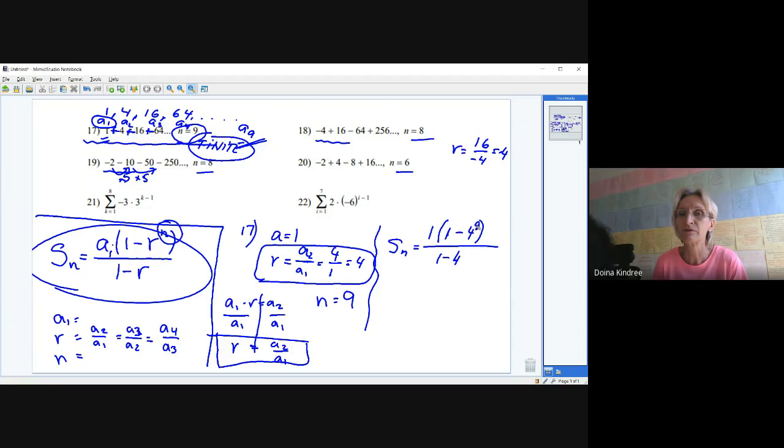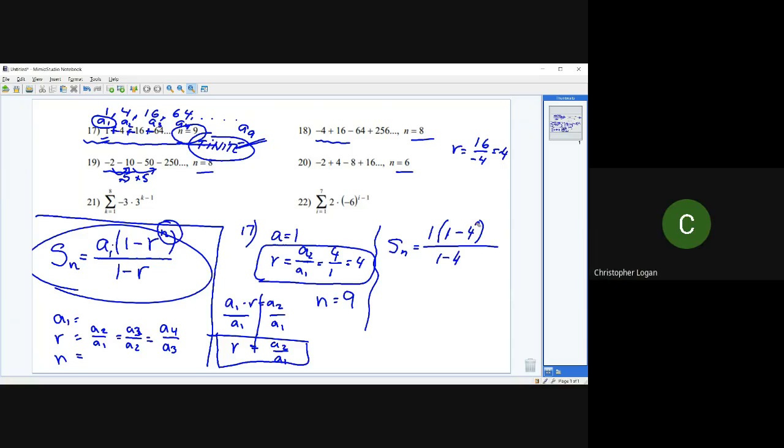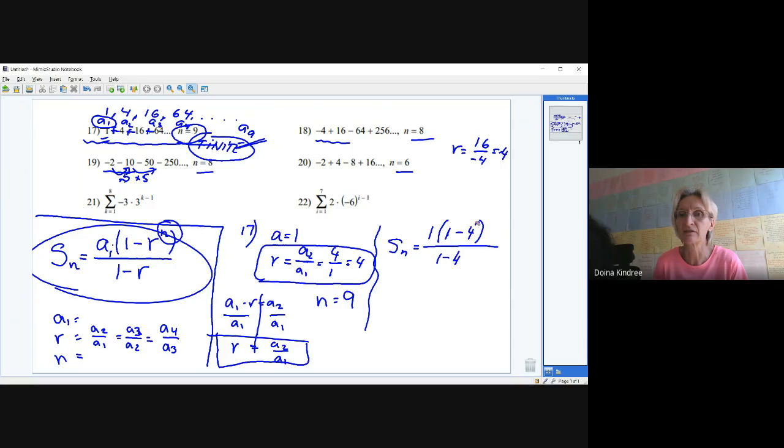Let me erase this 9 from here. I'm waiting for you to calculate. Take a few seconds and calculate. You need calculators now. You either have one on the cell phone, on the computer, or in your hand. I don't really know what you're working with. Divided by 1 minus 4.